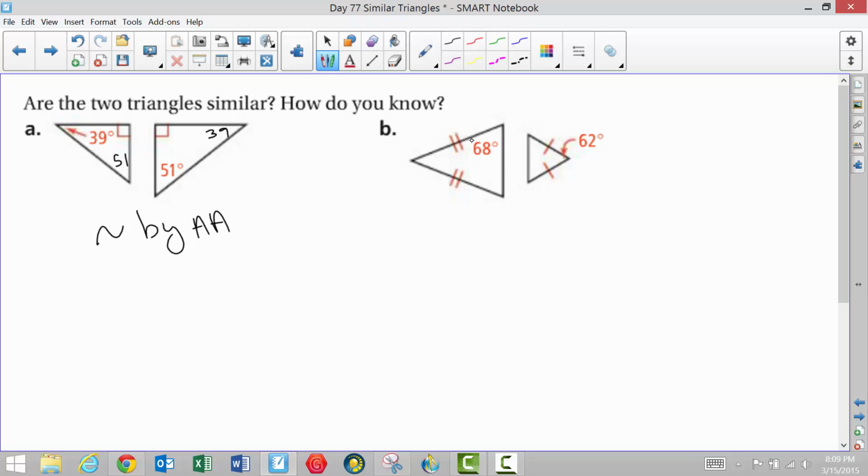This is isosceles, so this is 68 and 68. For the isosceles triangle, I have 180 minus 68 minus 68, and I get 44. To find the other angle measurements in the second triangle, I know that it's isosceles, so I have 180 minus 62, then I divide by 2, and I get 59. So this angle is 59, and this angle is 59, so these are not similar triangles. Again, the reason they're not similar is that I don't have two congruent angles in one triangle congruent to two angles in another triangle. I have no congruent angles, therefore I can't have similar triangles.